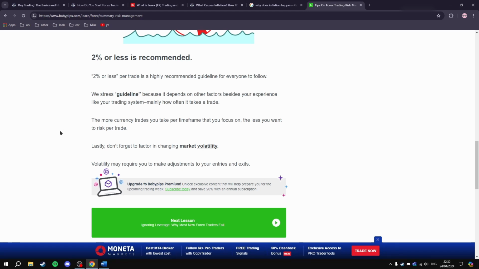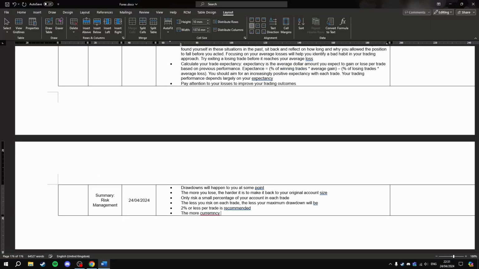We stress guideline because it depends on other factors besides your experience, like your trading system, mainly how often it takes a trade. The more currency trades you take per time frame that you focus on, the less you want to risk per trade.